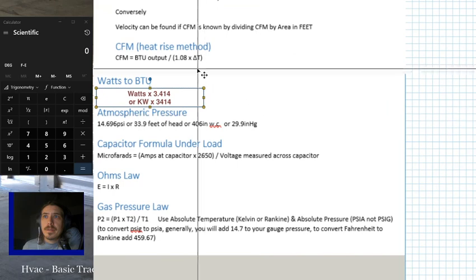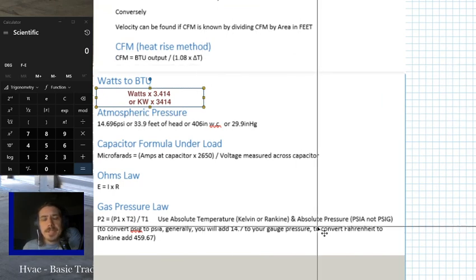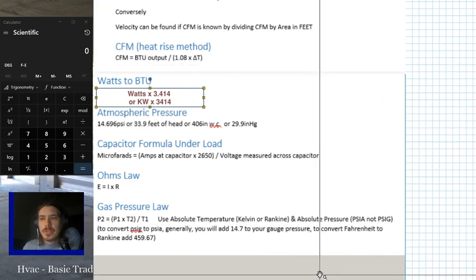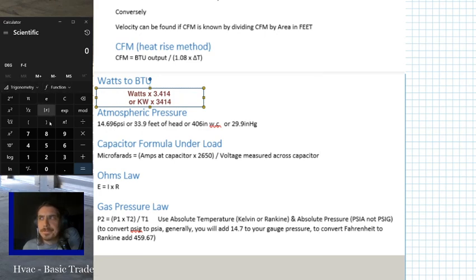1.08 times our delta T. Say we put our temperature on the return, we get 70. Put it on the supply, get 100. So 100 supply minus our 70 return gives us a 30-degree delta T.